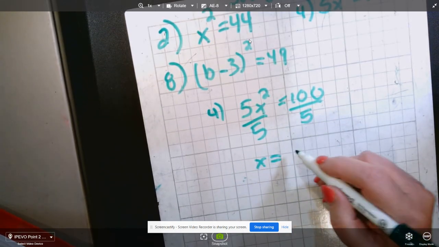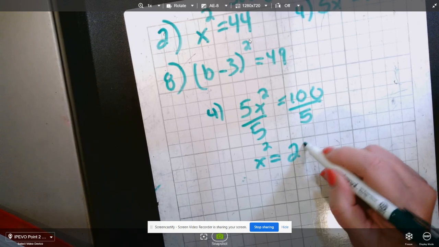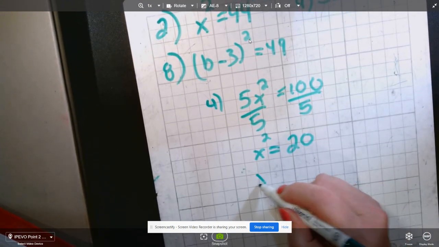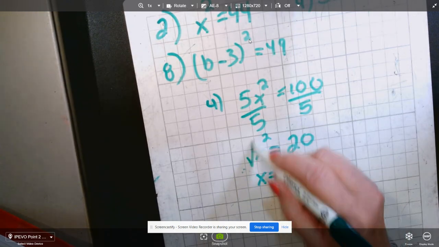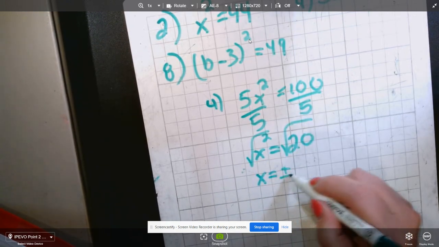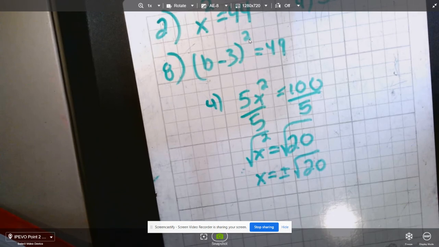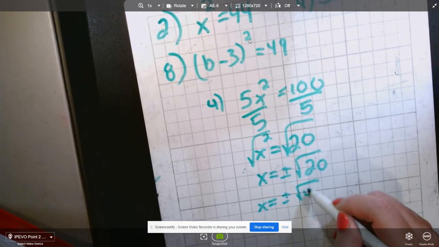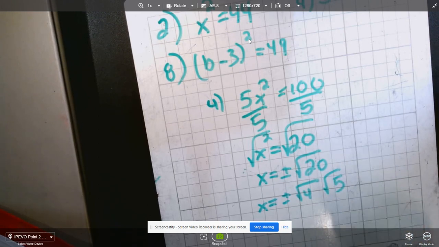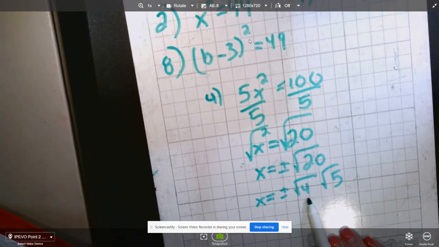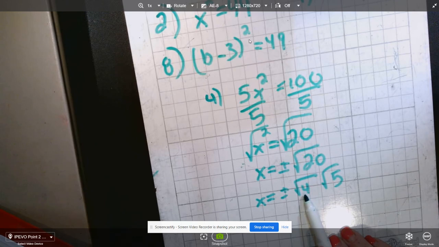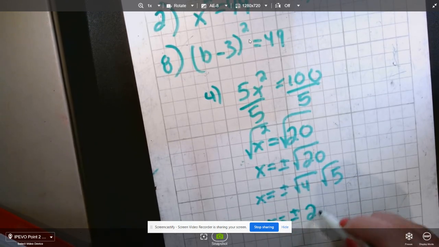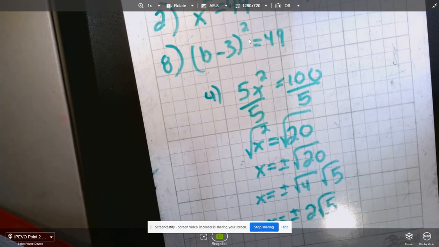Get x squared equals 20. 100 divided by 5 is 20. And now you're going to say x equals, we can take the square root of both sides, so x equals plus or minus the square root of 20. Again, I can simplify that by saying that's the same thing as the square root of 4 times the square root of 5. I usually try and put the perfect square first because it helps keep things lined up. And so I'll say that's plus or minus 2 times the square root of 5.